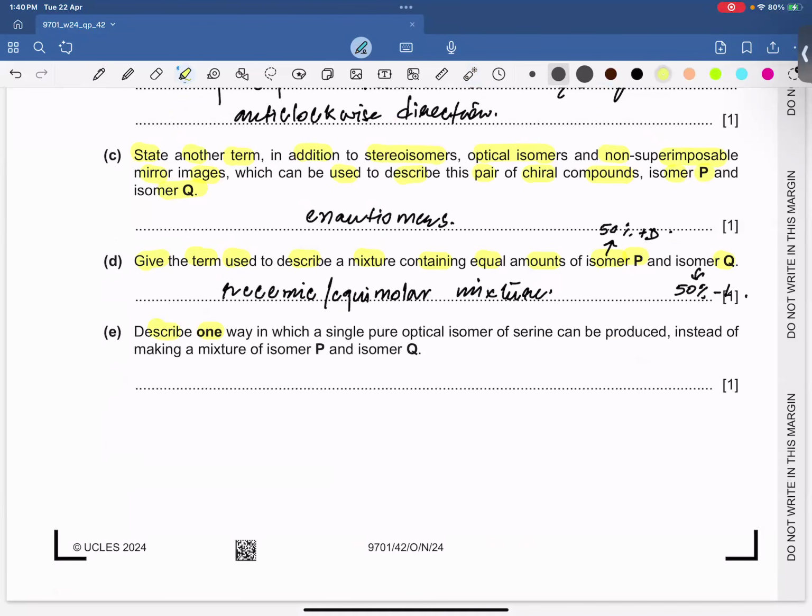Describe one way in which a single pure optical isomer of serine can be produced instead of making a mixture. अगर mixture नहीं बनाना चाहते, single isomer बनाना चाहते हैं, तो उसके लिए आपको chiral synthesis की तरफ जाना पड़ेगा. So use chiral catalyst to synthesize single pure optical isomer.